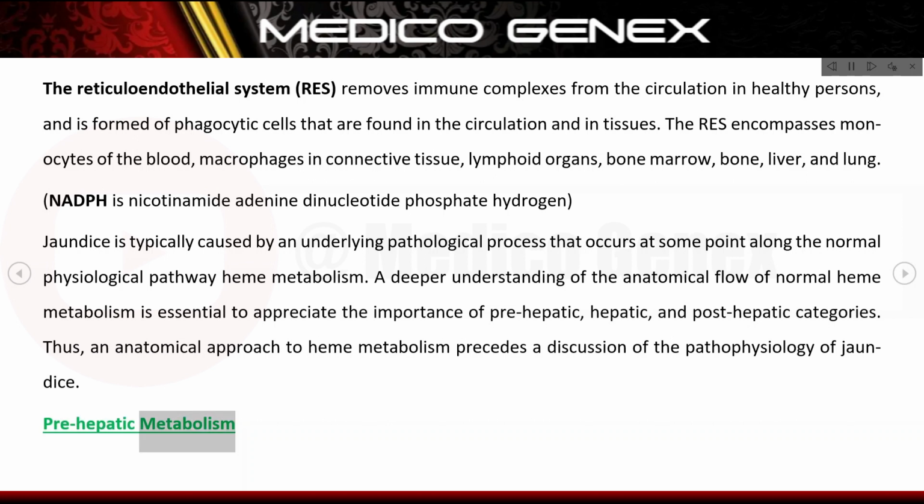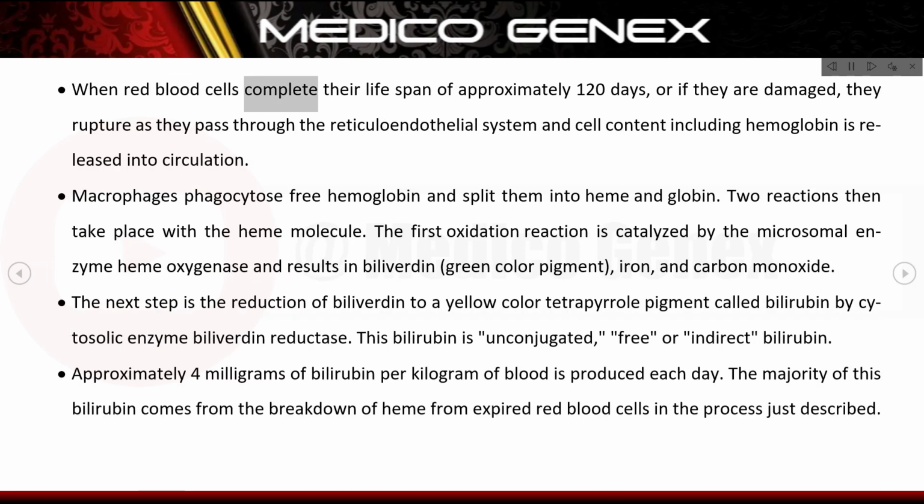Prehepatic metabolism. When red blood cells complete their lifespan of approximately 120 days, or if they are damaged, they rupture as they pass through the reticuloendothelial system and cell content including hemoglobin is released into circulation. Macrophages phagocytose free hemoglobin and split it into heme and globin. Two reactions then take place with the heme molecule.